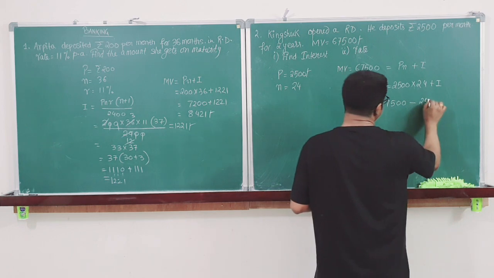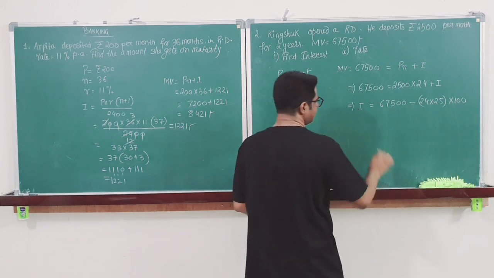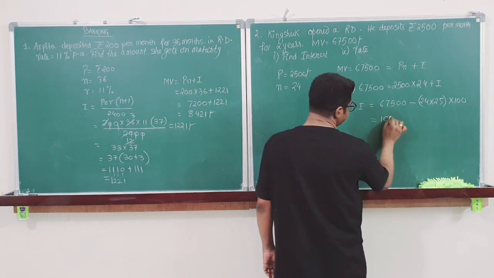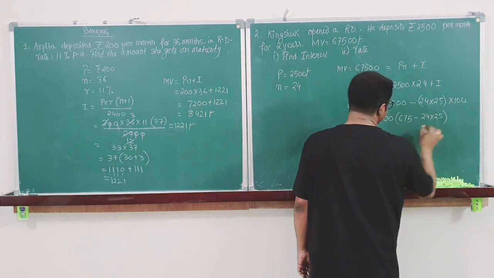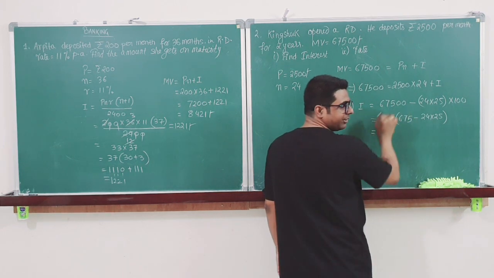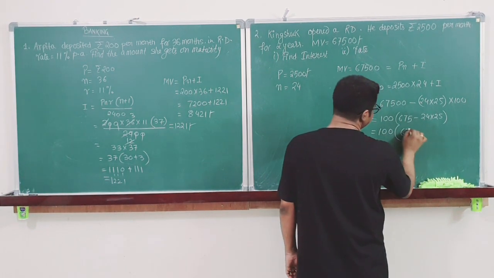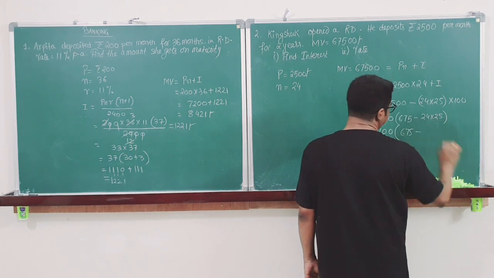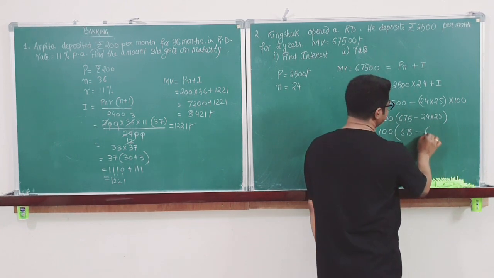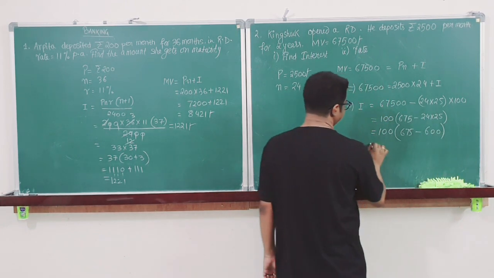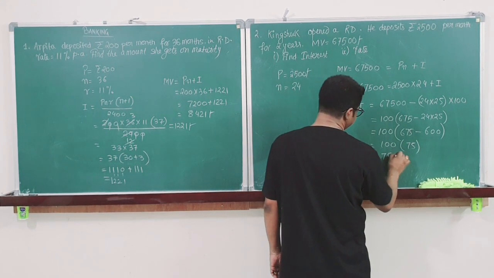67,500 minus 24 into 25 into 100. From here I can take 100 common. 675 minus 24 into 25. That I will do later. This is 675. This is 25 into 24. 25 into 4 is 100. So 25 into 24 is 600. 100 into 75. So interest is 7,500.